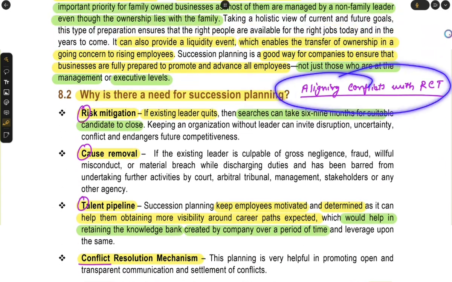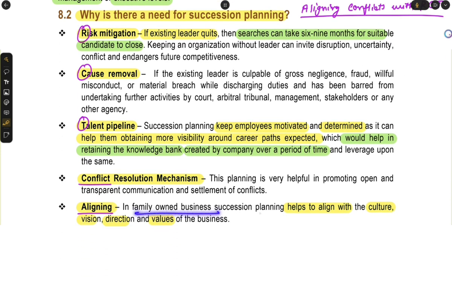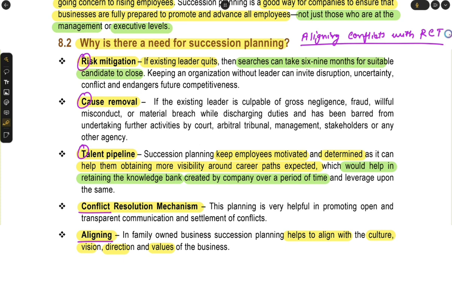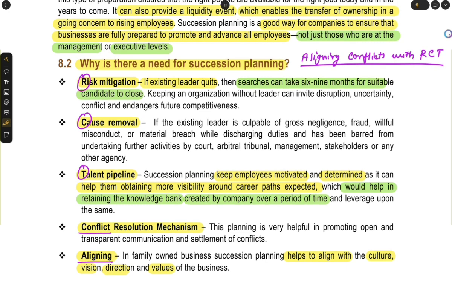So the short form for why there is a need for succession planning is: aligning, conflicts, with RCT. Aligning means in family-owned businesses, succession planning helps to align with the culture, vision, direction, and values of the business. Conflicts means conflict resolution mechanism. This planning is very helpful in promoting open and transparent communication and settlement of conflicts. RCT stands for, first, risk mitigation. If the existing leader quits, then searches can take 6 to 9 months. But if there is succession planning, we will not require this search to take place, because succession planning can easily counter this.